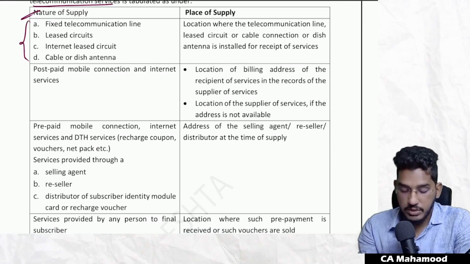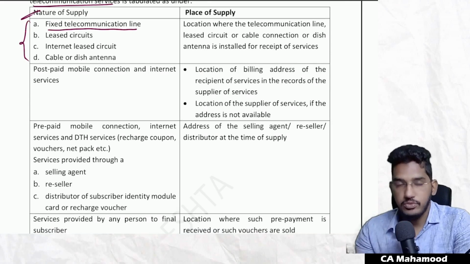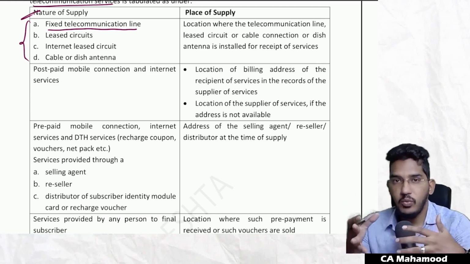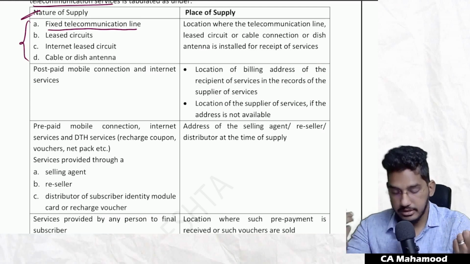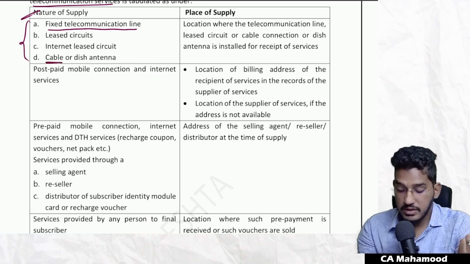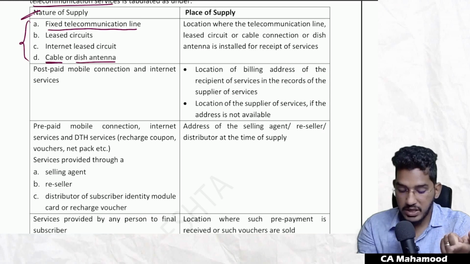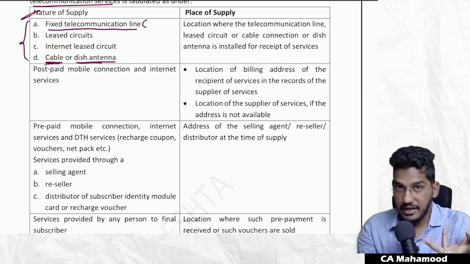So the first category of telecommunication services is fixed telecommunication line. Nothing but telephone services. As I have told, if you have a landline phone, that we generally call fixed telecommunication line. Everybody knows it. Sir, what is the place of supply? So for example, there is BSNL. I have got one landline telephone connection at my home, at my office. What is the place of supply for that? Similarly, if you are enjoying cable TV services, dish antenna, what is the place of supply for that? These two we know, right? So we know what we mean by fixed telecommunication line: nothing but landline phones and cable or dish antenna.